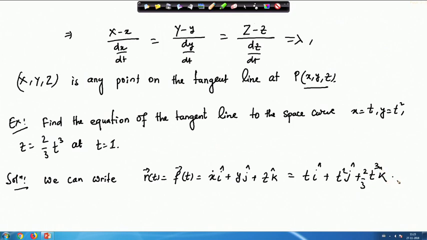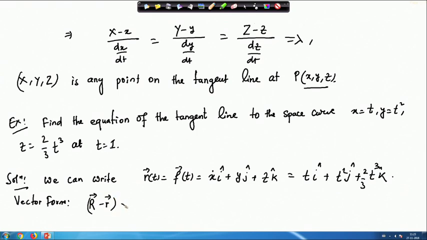And now that we have this equation of the curve in vector form, I can calculate the equation of the tangent at the point P, or at the point where t equals 1, first in terms of the vector, and second as a Cartesian form. So, for the vector form, capital R minus small r cross dr/dt must be 0. That is the vector form equation for the tangent line.